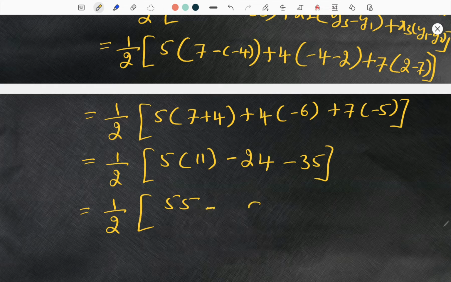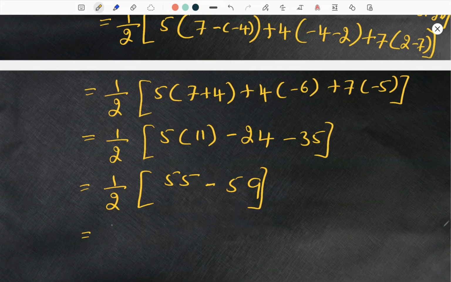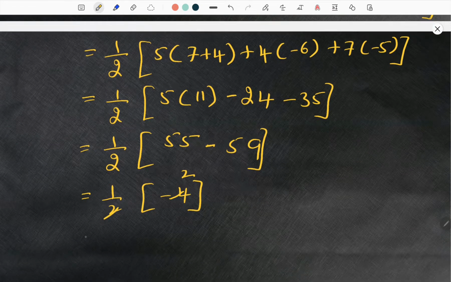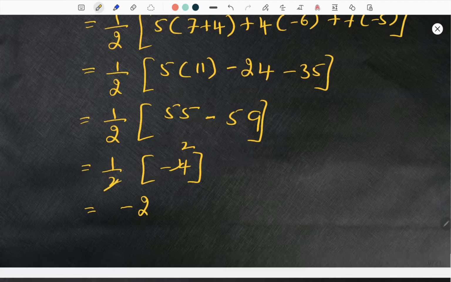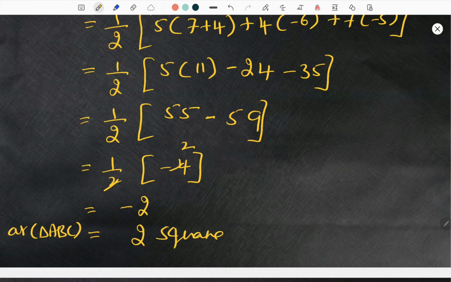4 plus 5 is 9. Then 2 plus 3 is 5. Alright, so then it comes to be 1 by 2 bracket. So 55 minus 59 means it becomes minus 4. 2 1s are 2, 2 2s are 4, I am getting the answer as minus 2, but area cannot be negative, so it has to be 2. So area of triangle ABC is equal to 2 square units.